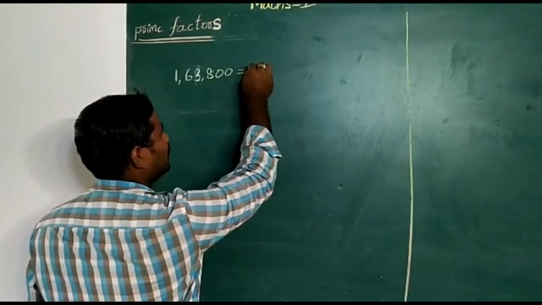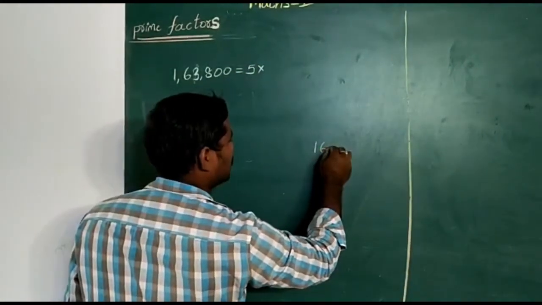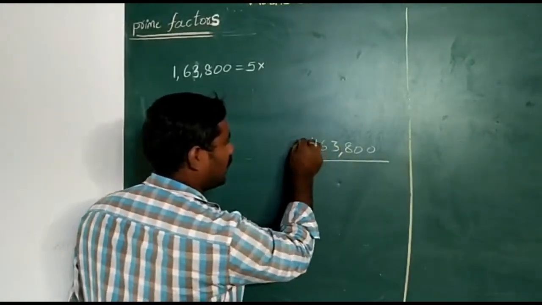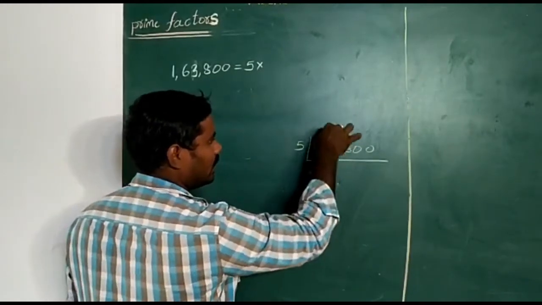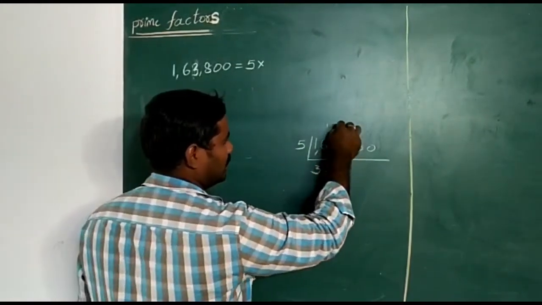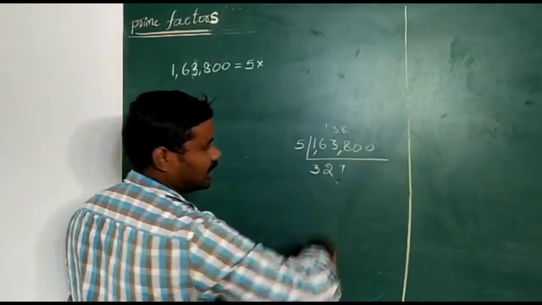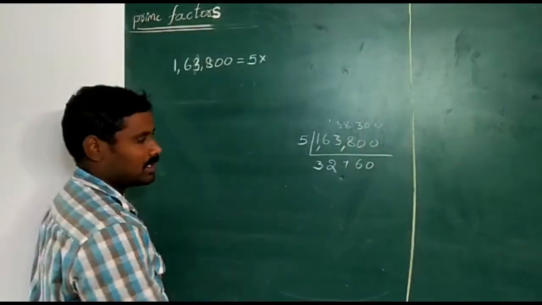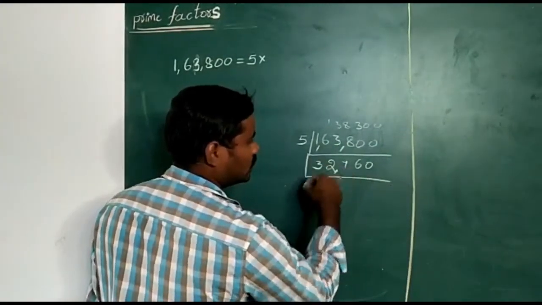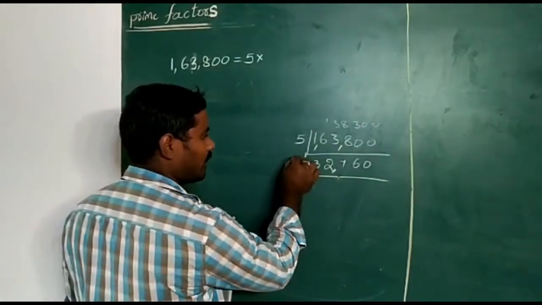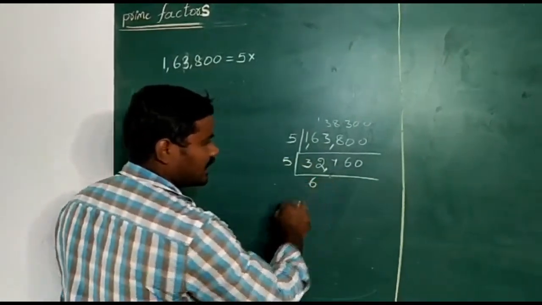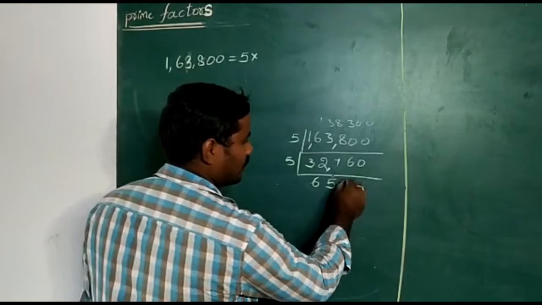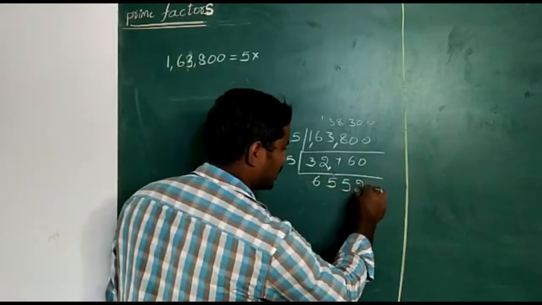Now the 5 table will divide. You have to check like this. 1,63,800 is divisible by 5: 3 fives are 15, 2 fives are 10, 7 fives are 35, 6 fives are 30. That gives 32,760. Again 5 divides: 6 fives are 30, 5 fives are 25, and again 2 fives are 10.